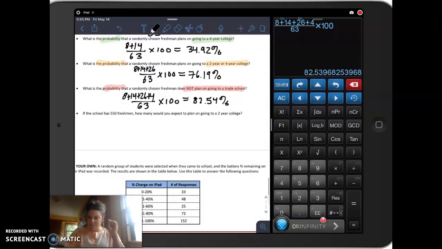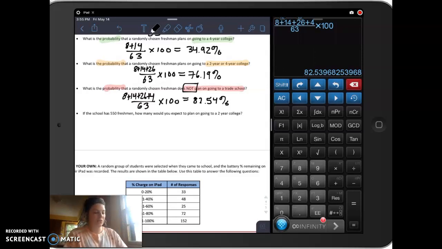Okay, so let me pause there real quick. Let me show you a trick. Instead of having to add everything up, you could just subtract, and that's kind of a good trick. If this is confusing to you, don't worry about it. You don't have to use this trick. It's just kind of a time saver.